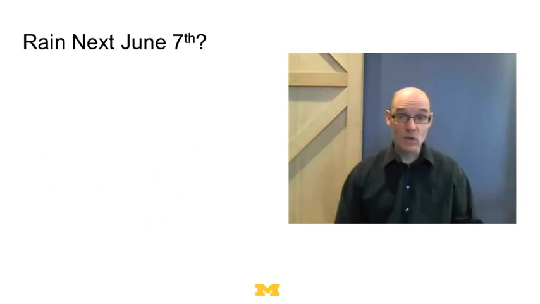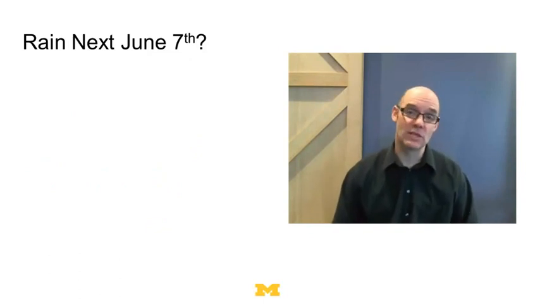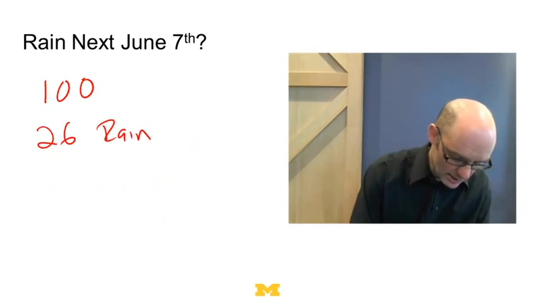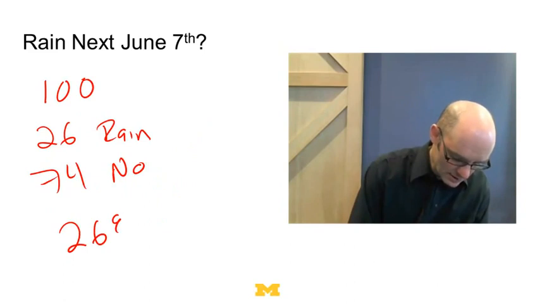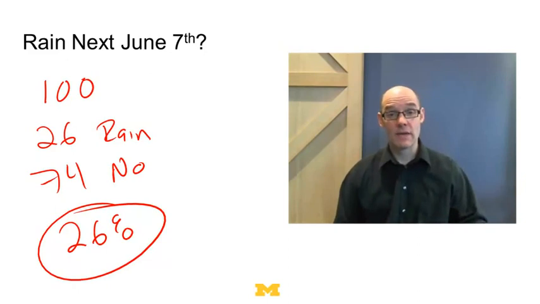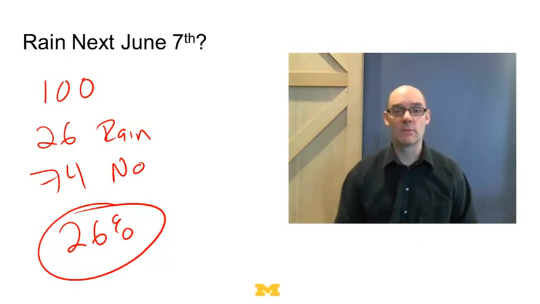So if you look at something like, is it going to rain next July 7th, or June 7th, I'm sorry, what you can do is you could go back and look over the last 100 years, and you could say, I've had 100 years of data, and on 26 of those days, it's rained, and on 74 of those days, it hasn't rained. And so then you could say, I think the probability of rain is 26%. Now again, this isn't like rolling a die. This is just counting it up, right? And this is a frequency estimate of what the probability is.